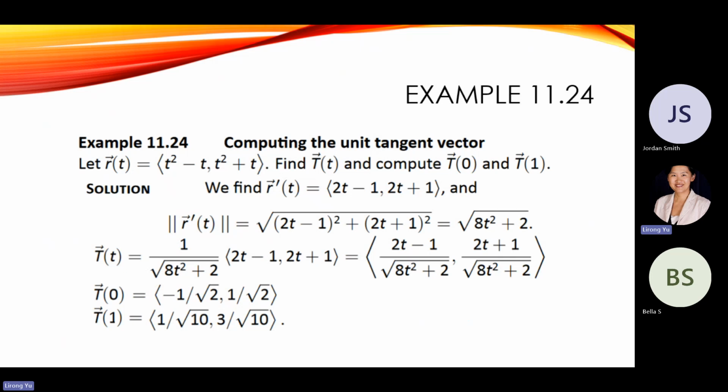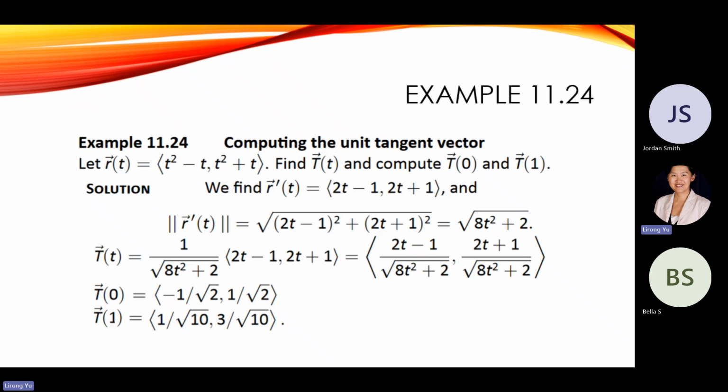We're able to cancel the degree 1 term. We end up having only the degree 2 term and a number. So that's the magnitude of r prime. And then we're going to do a division to get the vector T, combining the division with each component. Each component is divided by the magnitude. So with that vector, you can make t equal to 0 to get a 45 degree angle.